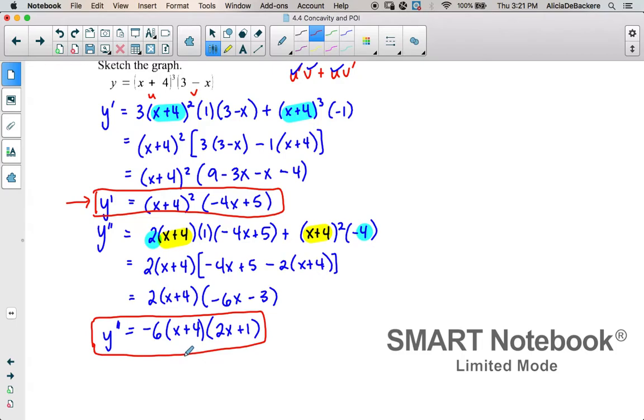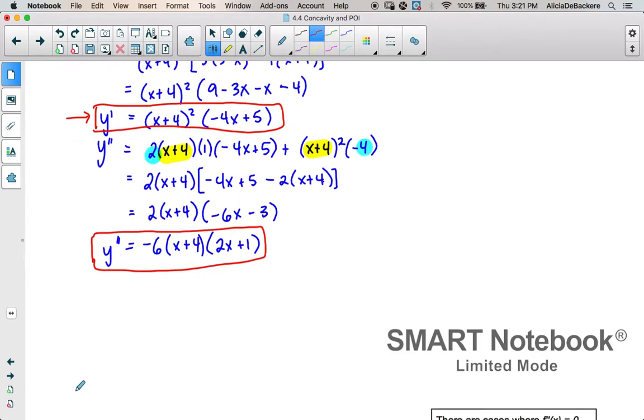Okay, so a couple of things that they are asking me for. To find the points of inflection, we're going to create a chart. And to create that chart, I'm going to be using the points where the second derivative equals 0. And where does the second derivative not exist? Now when I look at the second derivative, it's a quadratic function, it's a parabola, so it always exists.